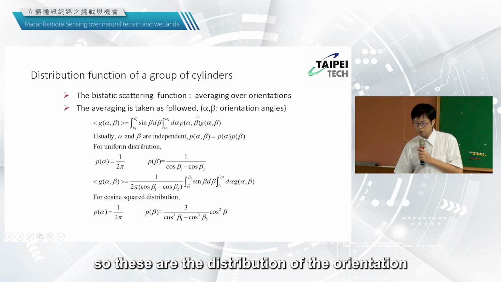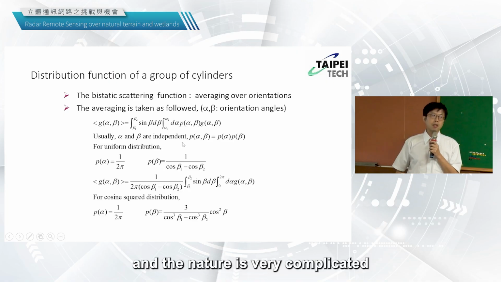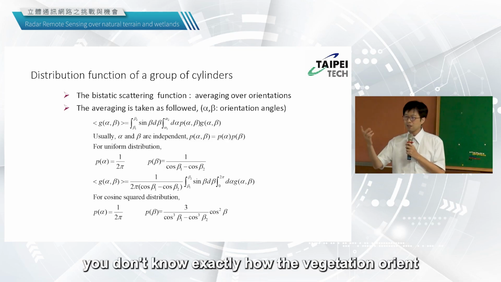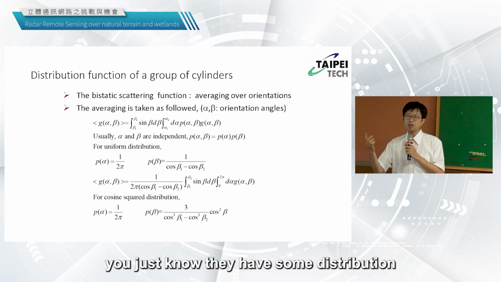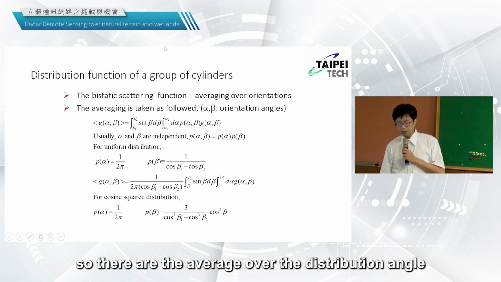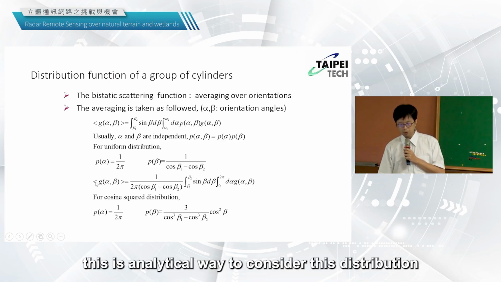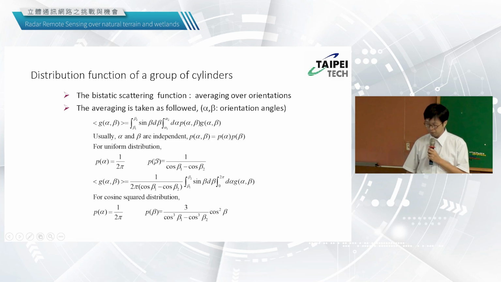So these are the distribution of the orientation. And the nature is very complicated. You don't know exactly how the vegetation orients. You just know they have some distribution. So there is an average over the distribution, the angular range to be considered. So this is an analytical way to consider this distribution.